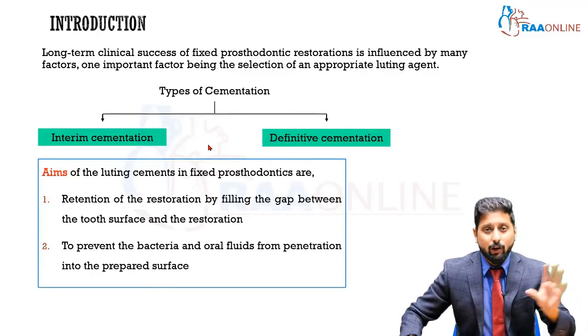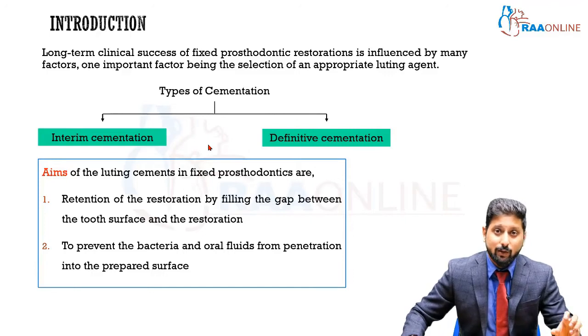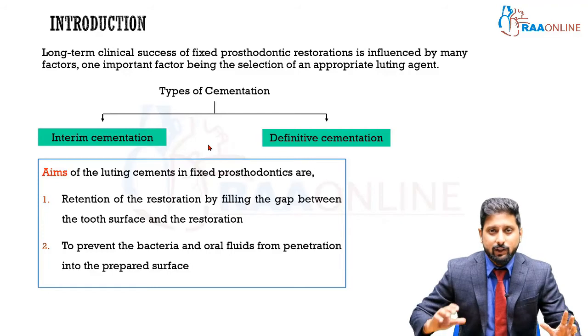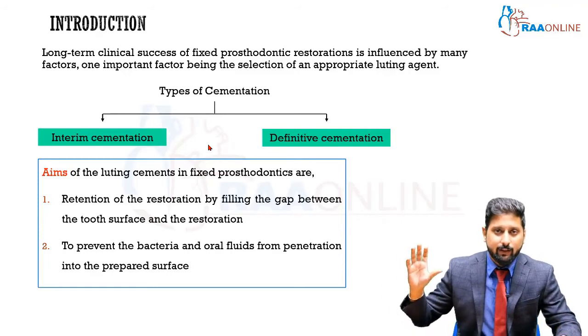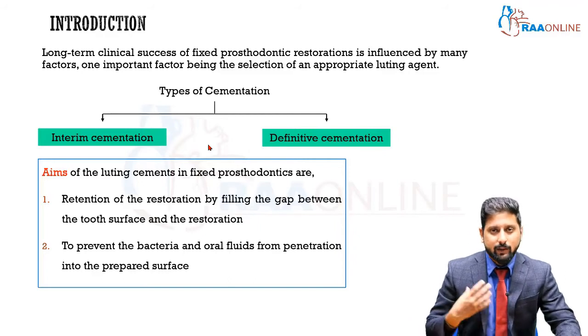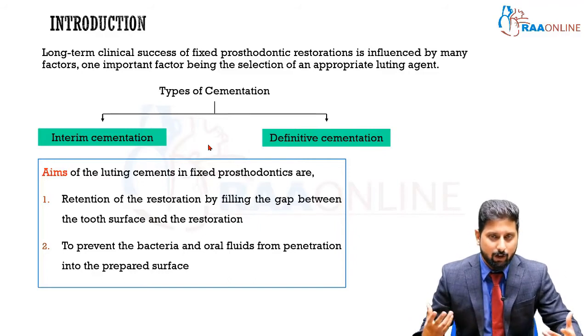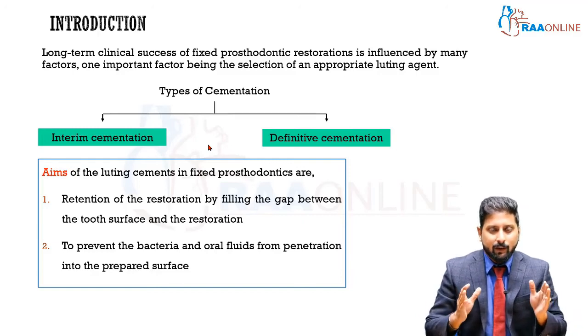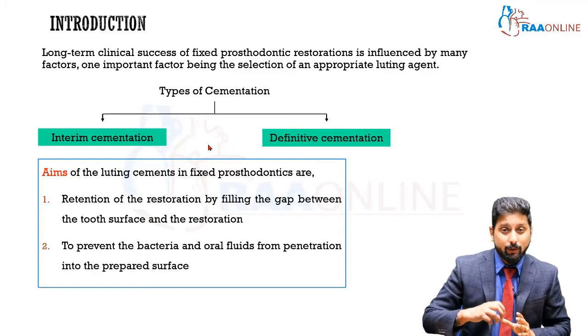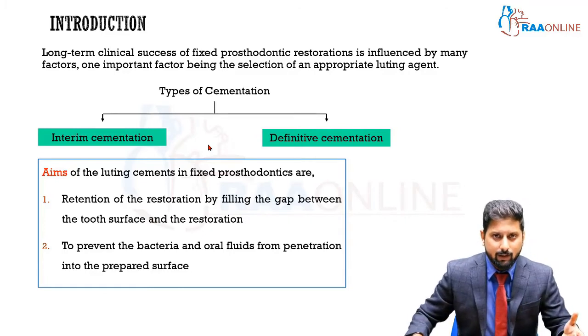It is more of a long-term temporary cementation where we still want to retrieve the prosthesis after a period of time. We are just checking certain things, whether everything is all right or not, whether the occlusion is fine, whether the vertical dimension you have increased is correct or not. To check all those things, sometimes we want to lute a prosthesis only for a small period of time, not indefinitely, where we want to be able to retrieve it. That we call as interim cementation.